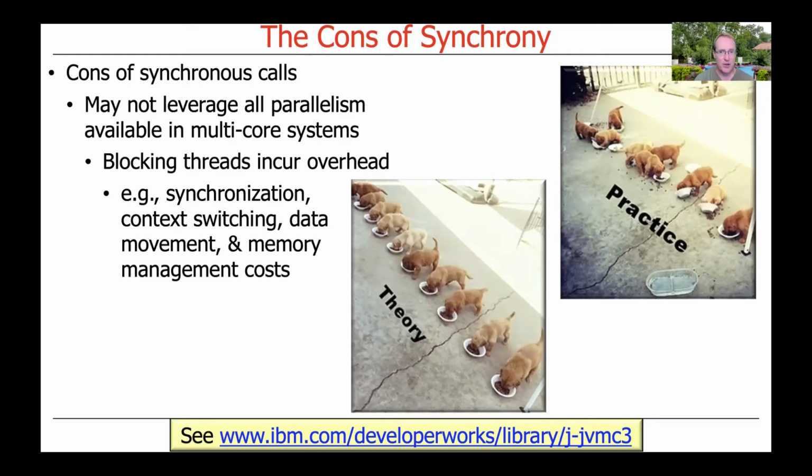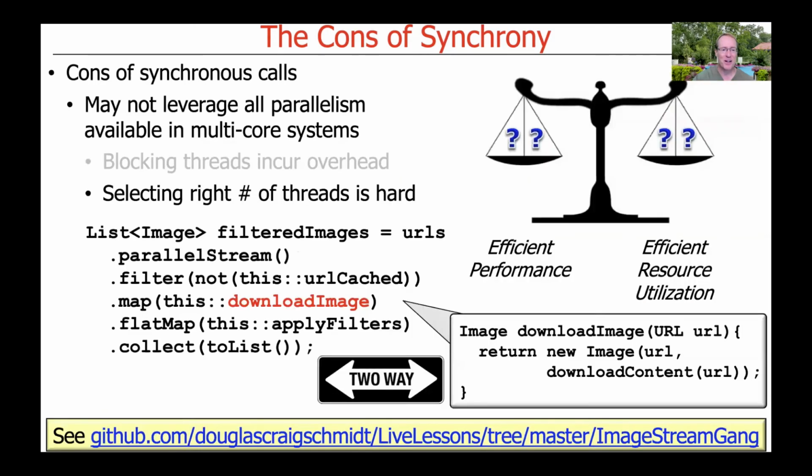And blocking threads, especially if you have a bunch of blocking threads, can lead to some problems because you end up with additional synchronization costs, additional context switching costs, additional data movement costs, some additional memory management costs, and so on and so forth. So you end up having to spend extra time trying to coordinate the different threads and their sharing of the information. So it just basically gets in the way, is the best way to put it.